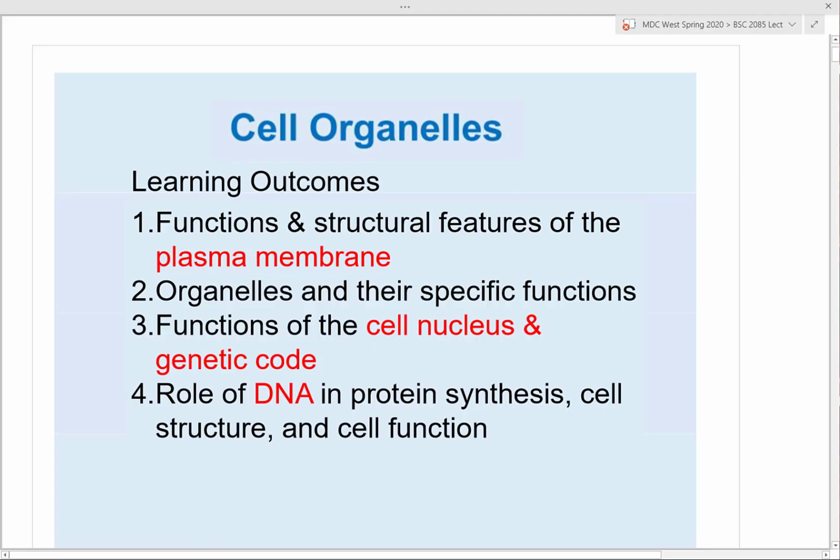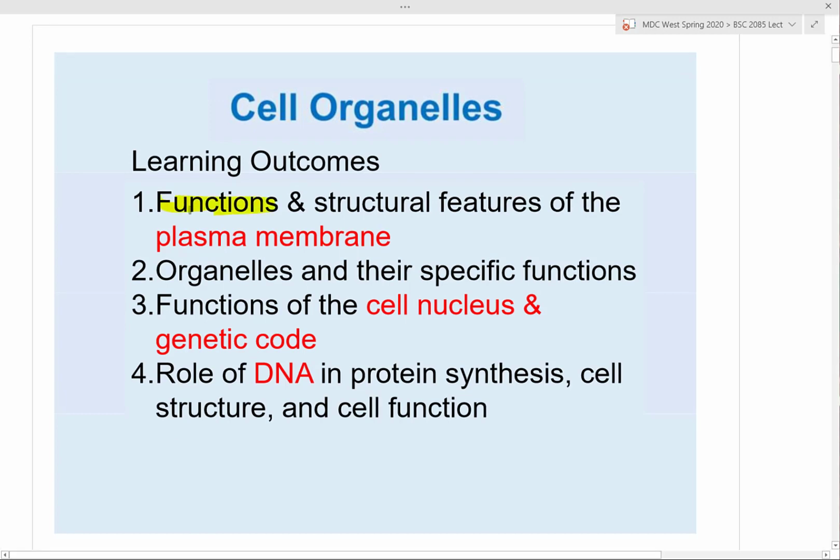Today we're going to start with the cell, and there's going to be the cell organelles. Outcomes basically is going to be the functions and the features of the plasma membrane. So we talked about plasma membrane. We started talking about it in the last chapter, and that was on the phospholipid, right? You had a phospholipid bilayer, which is a phosphate, which is hydrophilic, and a lipid, which is hydrophobic.